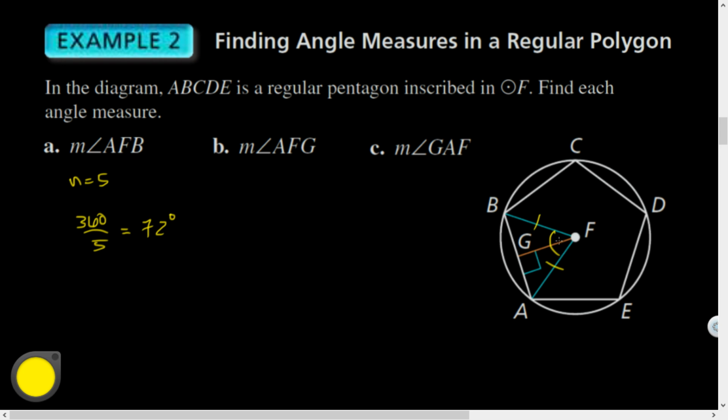About AFG, which would be half of that angle. You agree? So that's going to be 36 degrees. Let's actually write that work out. 1/2 of 72, so 36 degrees.